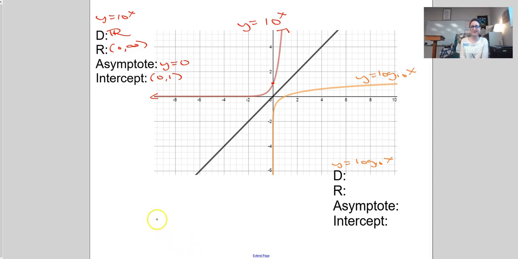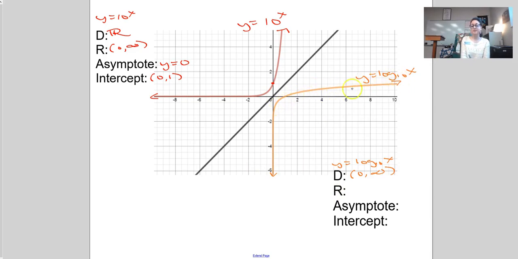Y equals log base 10 of x. Remember, inverse inverts x's and y's, so our domain and range should be inverted. And where I have a y, I should have an x and vice versa, okay? So domain, if I look at the orange graph, that is indeed 0 to infinity, just like the range for the red graph. The range should be the domain of the red. Well, it is. It goes down and up forever.